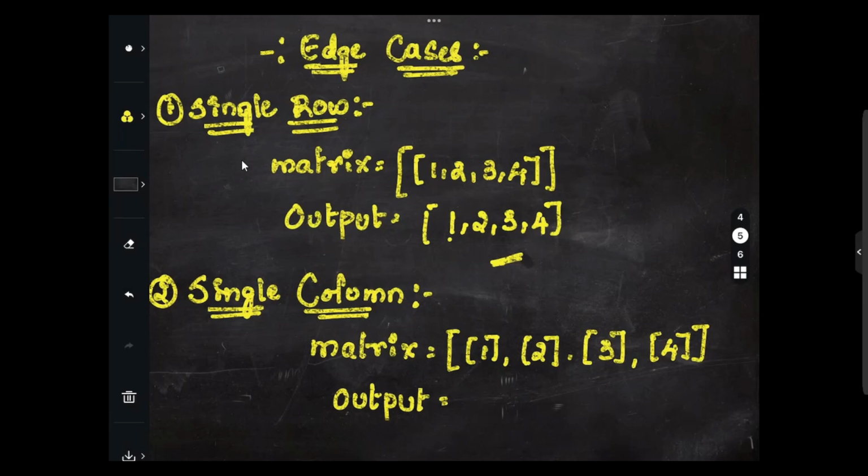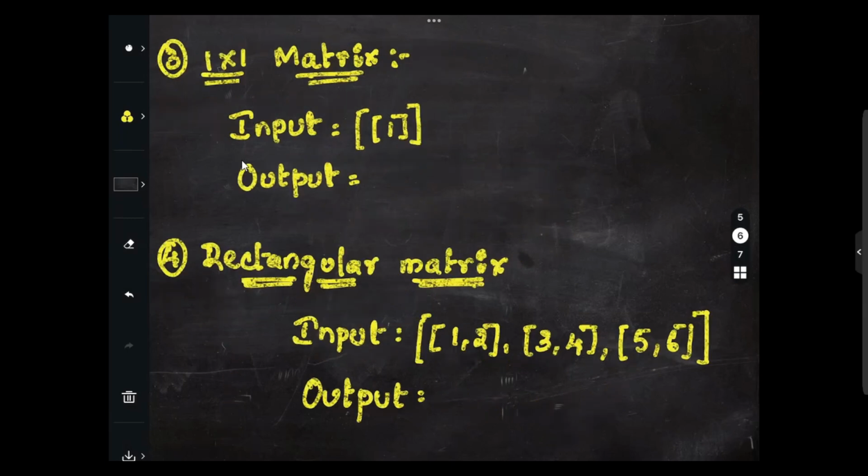So here we have a single column, that is 1 2 3 4. So the output will be again 1 2 3 4 itself, because we have the single column here. We will move down itself, right? So the output will be 1 2 3 4 itself in this case as well.